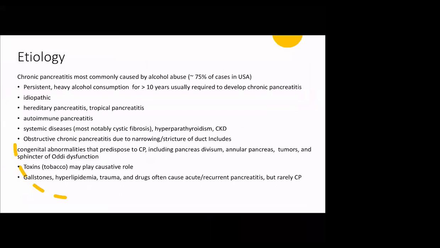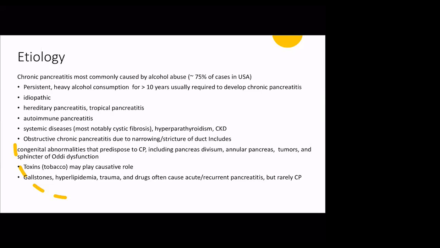Many causes contribute to the etiology of chronic pancreatitis. Most commonly it is caused by alcohol abuse, with persistent heavy alcohol consumption for more than 10 years usually required to develop chronic pancreatitis. It can be idiopathic, but we should first rule out hereditary causes of pancreatitis, autoimmune pancreatitis, and systemic diseases involved in causing pancreatitis, such as cystic fibrosis, hyperparathyroidism, and chronic kidney disease.